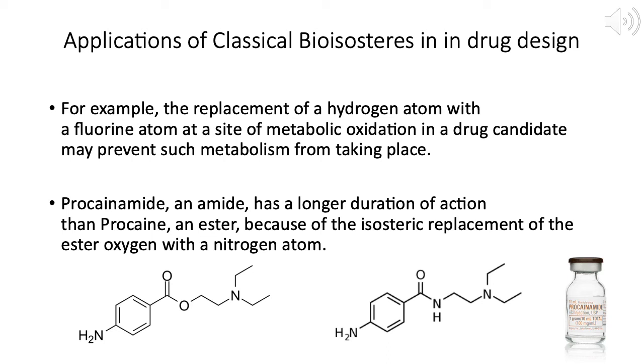Procainamide, an amide, is a classical bioisostere because it has the valence electron structure of a substituted oxygen atom. It has a longer duration of action than procaine, which is an ester, because of the isosteric replacement of the ester oxygen with a nitrogen atom.